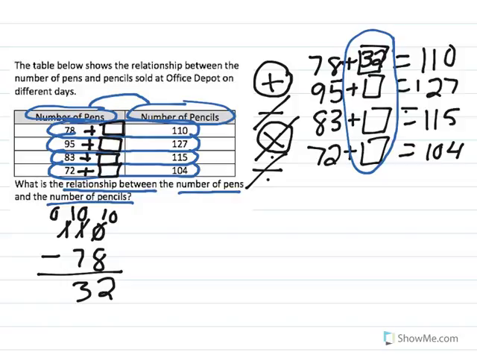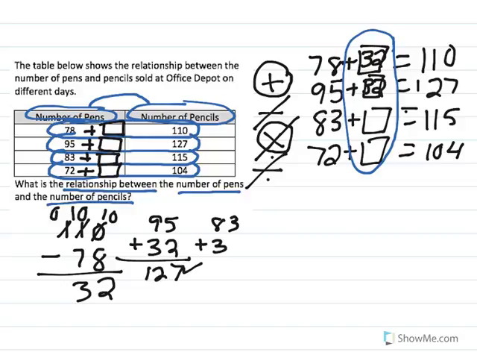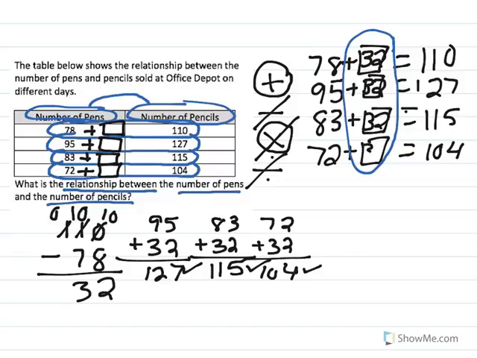So before I can decide that that's my answer, I'm going to check with the rest of them. So I'm going to go 95 plus 32. 5 plus 2 is 7. 9 plus 3 is 12. That tells me 127. That is correct. That's what the table said, so the 32 fits there. 83 plus 32. 3 plus 2, 5. 8 plus 3 is 11, 115. That's correct according to my table, so the 32 fits there. 72 plus 32. 2 plus 2 is 4, 7 plus 3 is 10. That is also correct according to my table, so I can see that I'm adding 32.